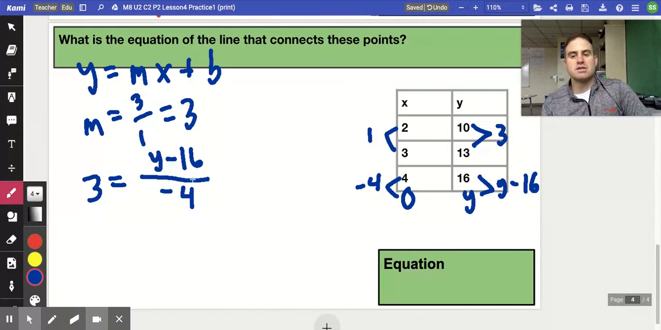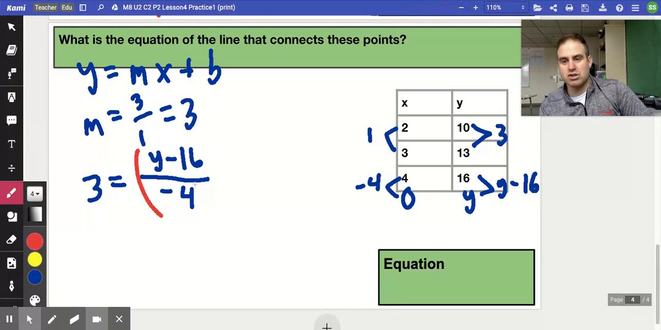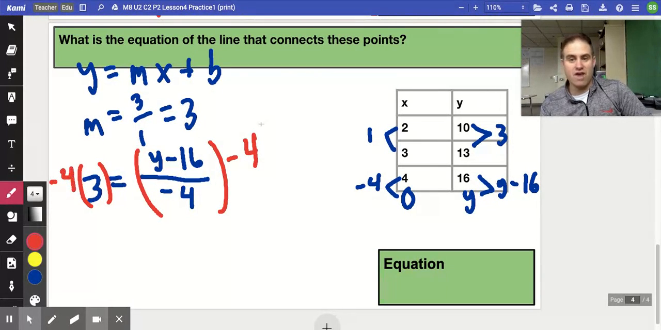And again, this is a simple two-step equation where we undo what's being done to y with the inverse operations. So y is being subtracted by 16 and then divided by negative 4. So the opposite inverse operations would be multiplying by negative 4 and adding 16. So let's go ahead and show that multiplication by negative 4 first. The multiplication by negative 4 on both sides. On the right side, it'll remove our fraction. These negative 4s will cancel.